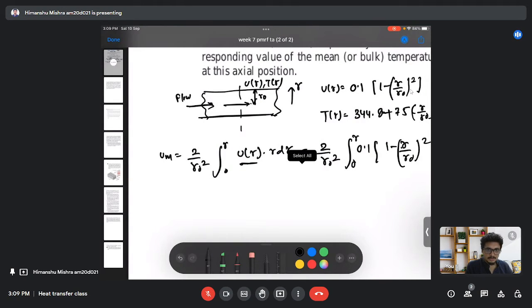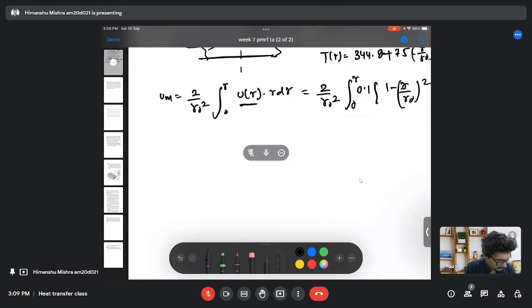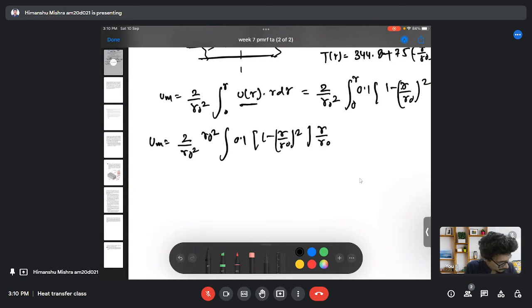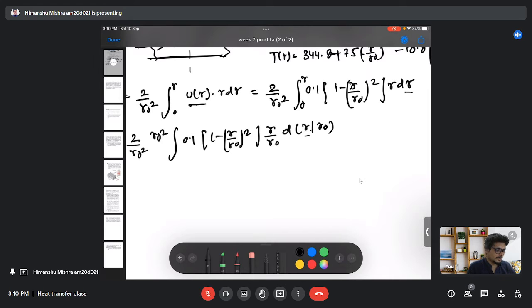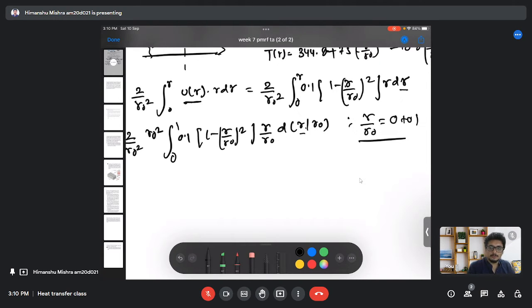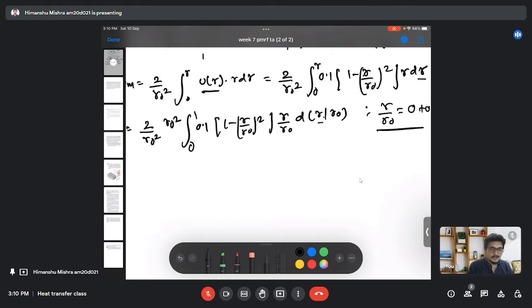Now we can non-dimensionalize this equation with R0. Here I am multiplying and dividing the equation with R0 squared. Earlier my equation was dimensional, so I was integrating with respect to r. Now I am integrating with respect to r by R0, which is a non-dimensional parameter. Earlier I was integrating from 0 to R0, but now I will integrate from 0 to 1, because this r by R0 quantity varies from 0 to 1 only.